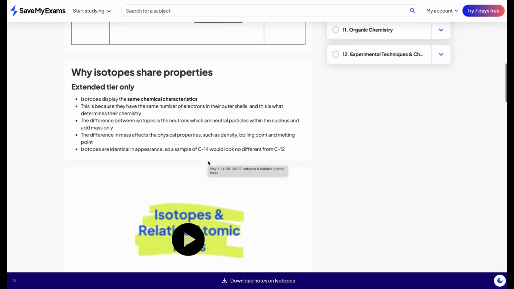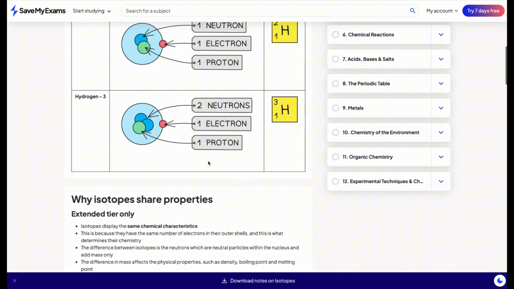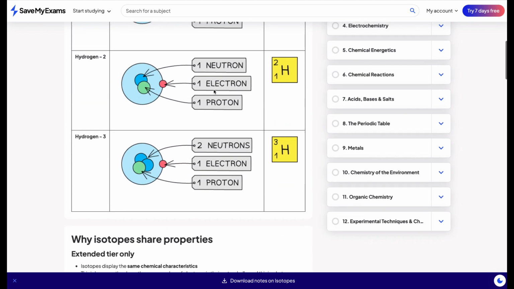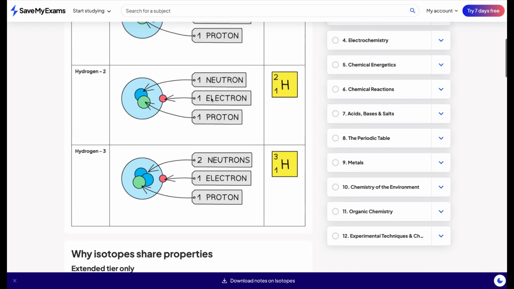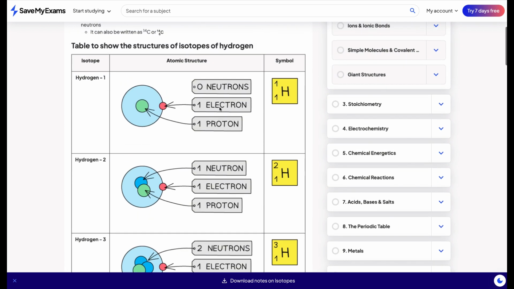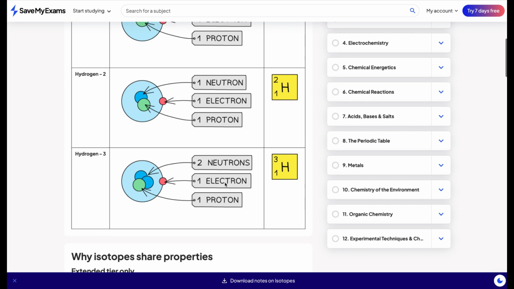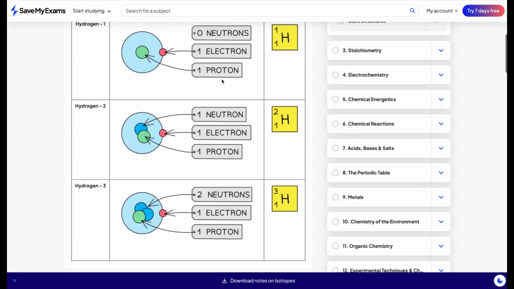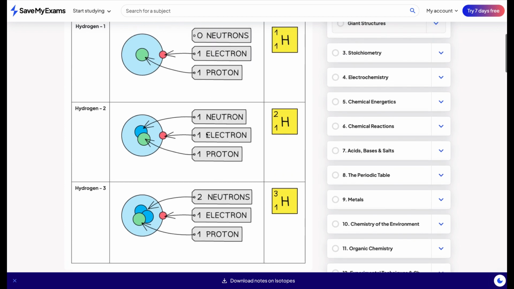Okay, we're going to look at the properties of isotopes. They have the same chemical property since they have the same number of electrons. Look at all of them: for hydrogen, electron is 1, for deuterium, electron is 1, and for tritium, electron is 1. So isotopes all have the same number of electrons, so they have the same chemical property. Electrons are responsible for the chemical property of an element.